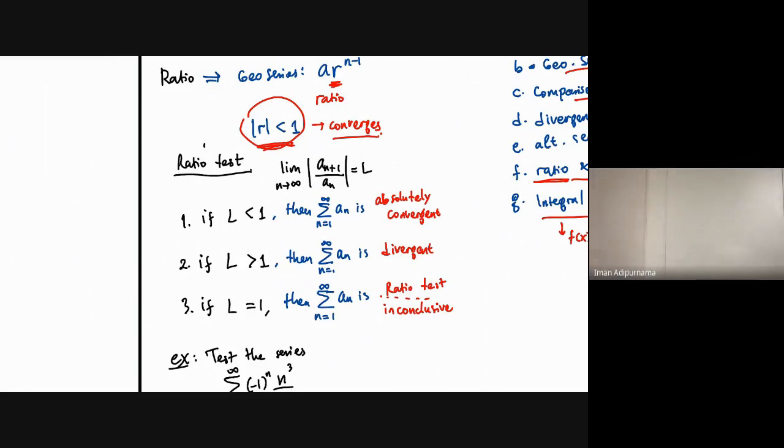Yeah, okay, thank you. So if the value L is less than 1, then we say that this is absolutely convergent. Why absolutely? Because we need to use the absolute value. And if it is greater than one, it's divergent, and if it is equal to one, then the ratio test is inconclusive. So the ratio test has three options. The root test has the same three options.